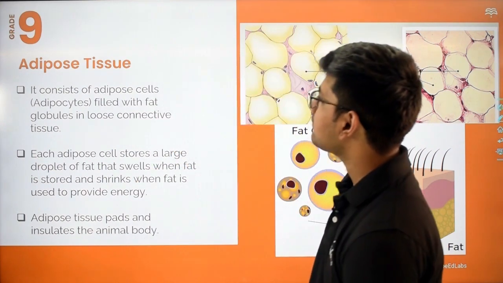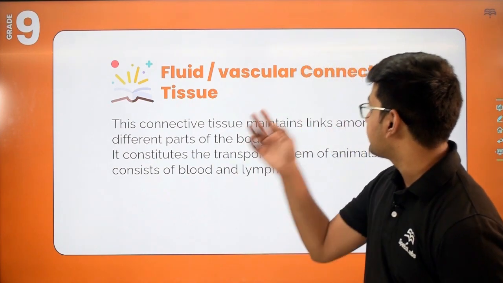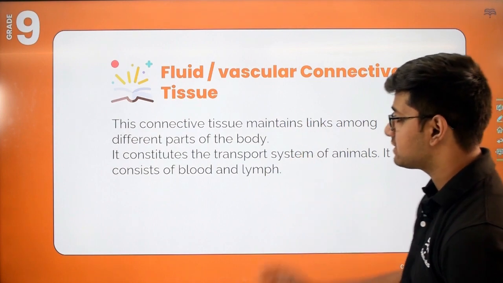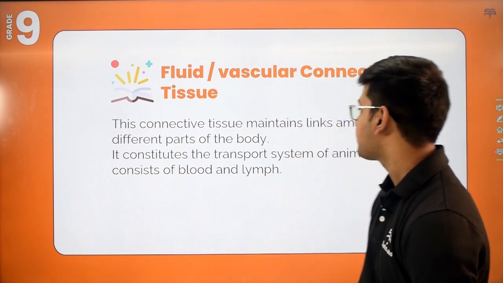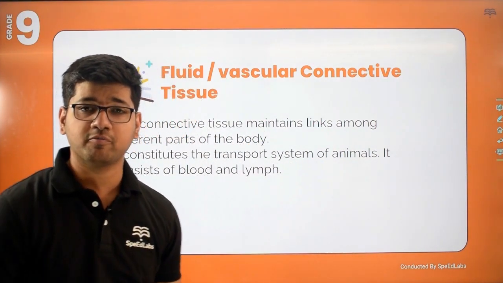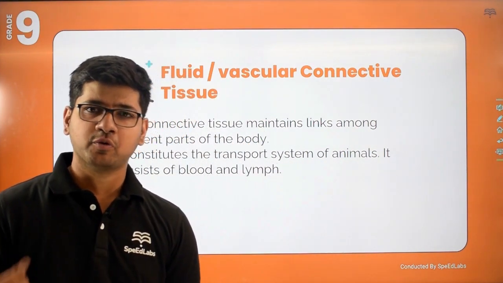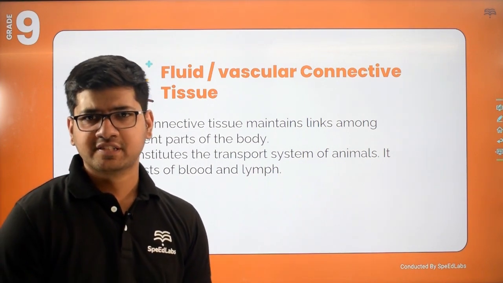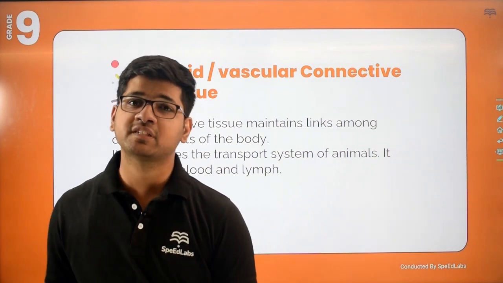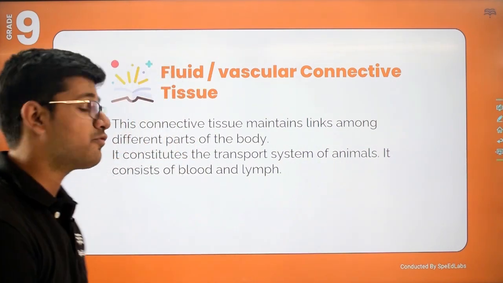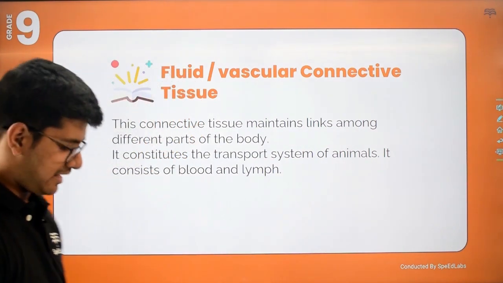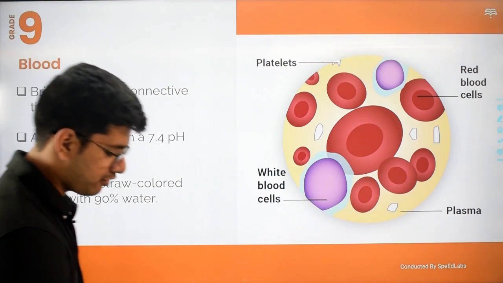Okay. So now if I talk about fluid or vascular connective tissue, this connective tissue maintains links at the different parts of the body, and it constitutes the transport system of animals, mainly made up of blood and lymph. You know, transport of oxygen, transport of waste substances, transport of food related or nutritive components are performed with the help of blood and lymph, not just in animals but in humans as well, right? So that is fluid vascular connective tissue for you.